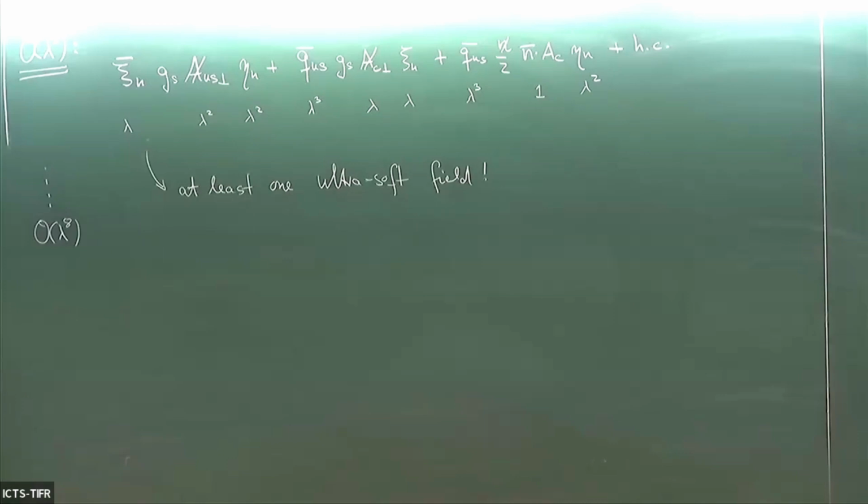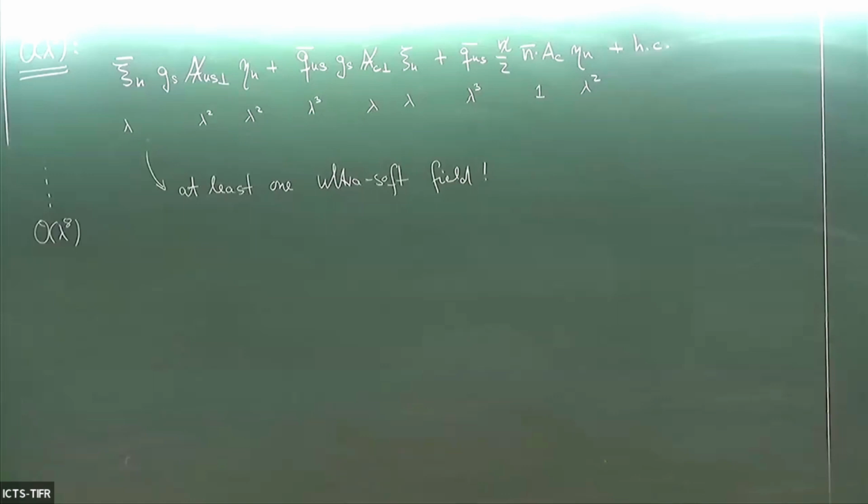I'm saying if I just look at the collinear fields, not ultrasoft ones, if I just look at the collinear fields, this is exact. You will not find at higher orders any term that has only collinear fields. You will find terms that have collinear fields and at least one ultrasoft field. That was all I was saying.